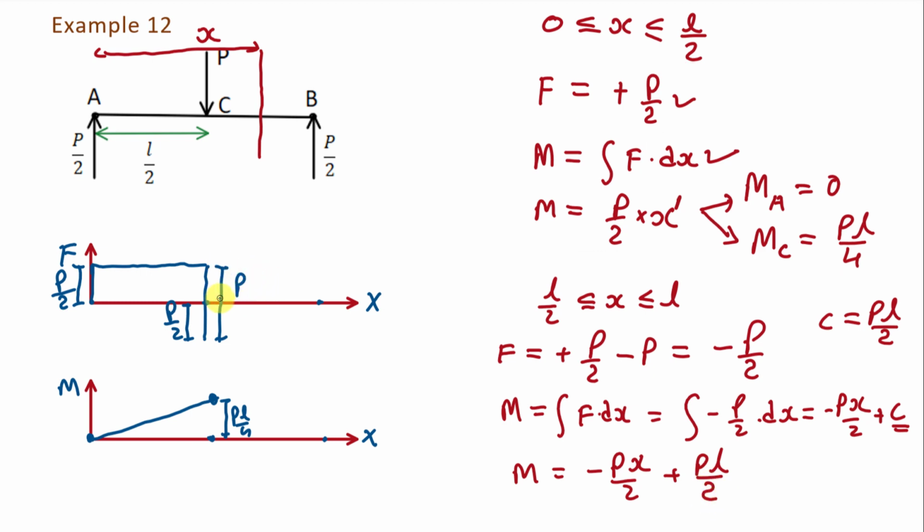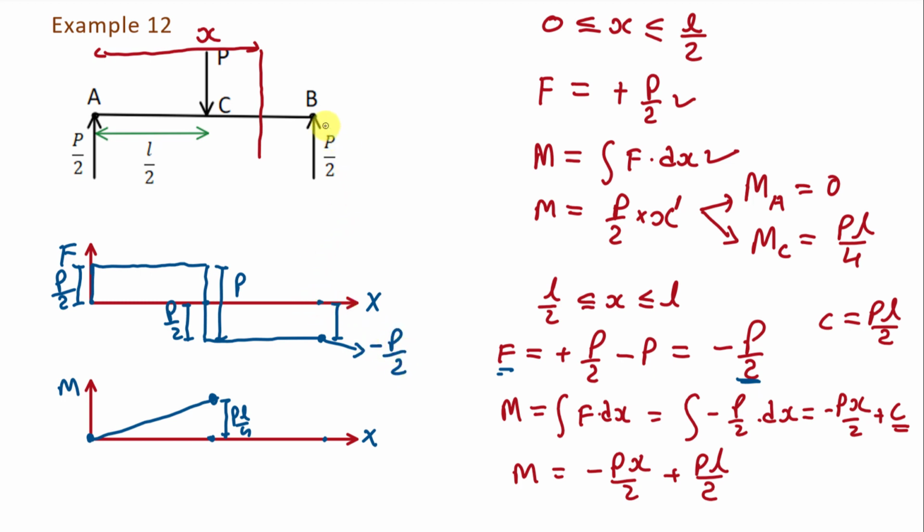Now we are going to draw the shear force diagram and bending moment diagram in interval CB. In this interval the value of shear force F is minus P by 2, which is constant in the interval. So it will be a horizontal line parallel to the x direction from point C to point B like this. And here this distance is P by 2, but it is in the negative direction. So at this point the value of shear force will be minus P by 2.